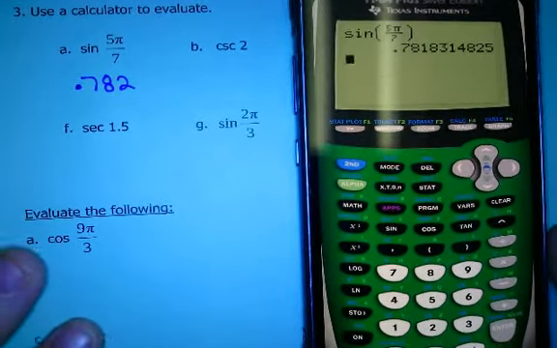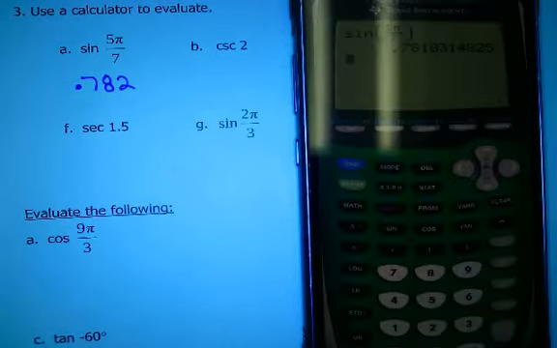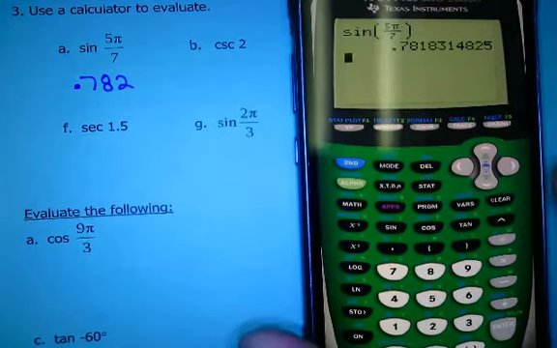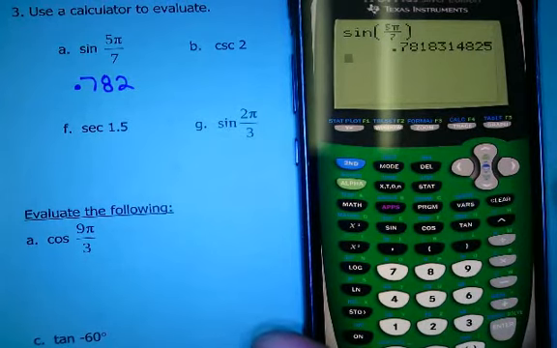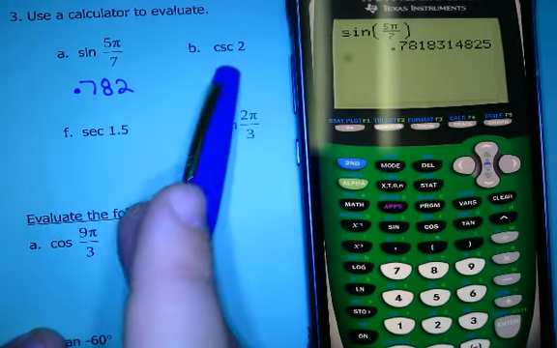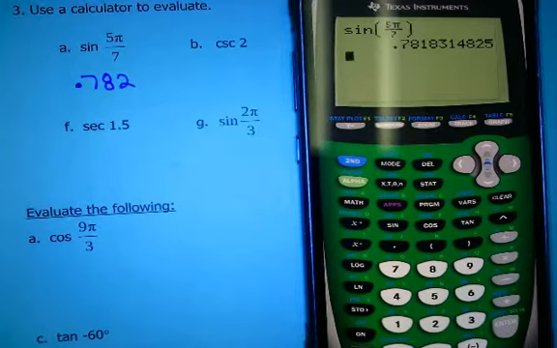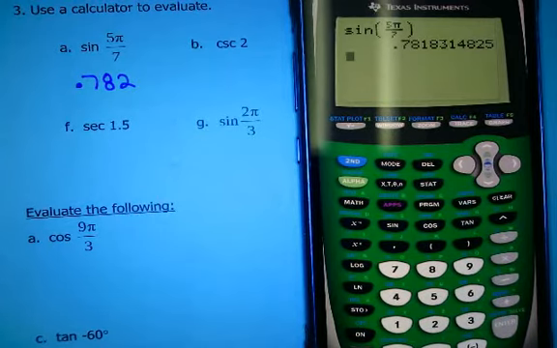How in the world do you do cosecant? There's no button for that. Okay, so if I do sine, and then... Okay, cosecant is related to sine, not cos. Remember, there's one co per pair. So there's 2 ways to do it.